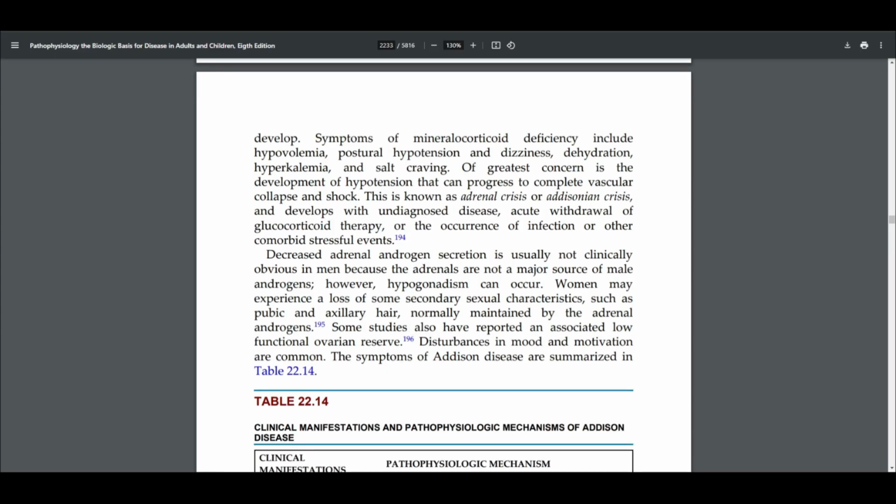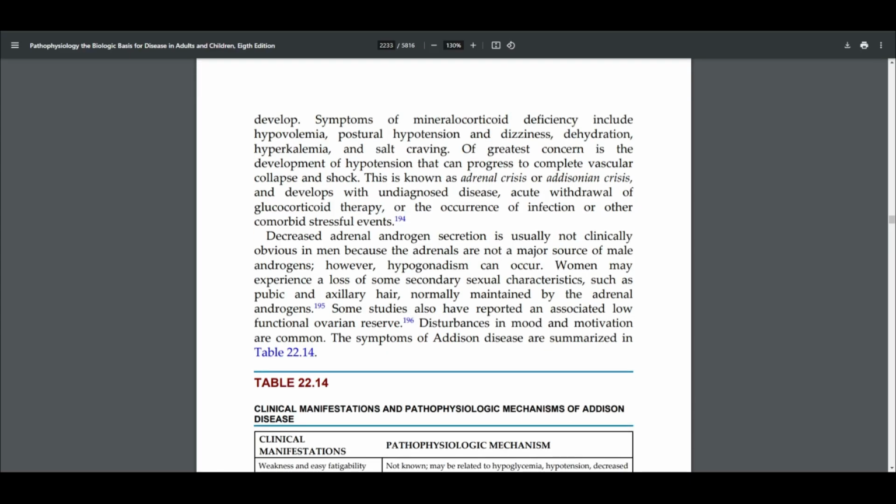Symptoms of mineralocorticoid deficiency include hypovolemia, postural hypotension and dizziness, dehydration, hyperkalemia, and salt craving. Of greatest concern is the development of hypotension that can progress to complete vascular collapse and shock. This is known as adrenal crisis or Addisonian crisis and develops with undiagnosed disease, acute withdrawal of glucocorticoid therapy, or the occurrence of infection or other comorbid stressful events.